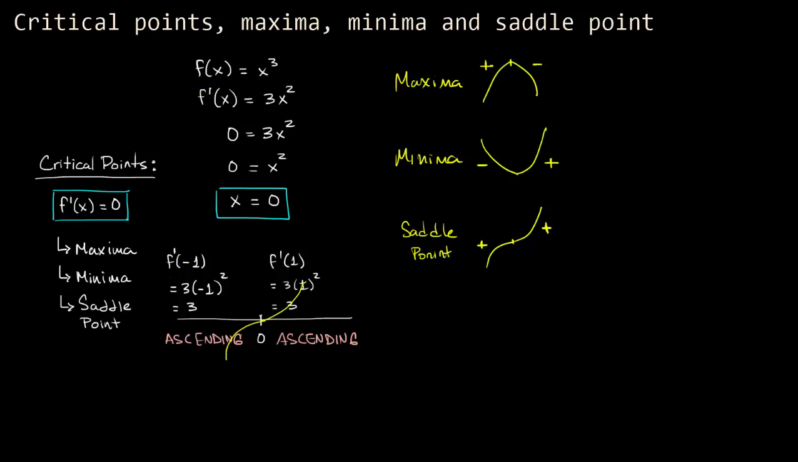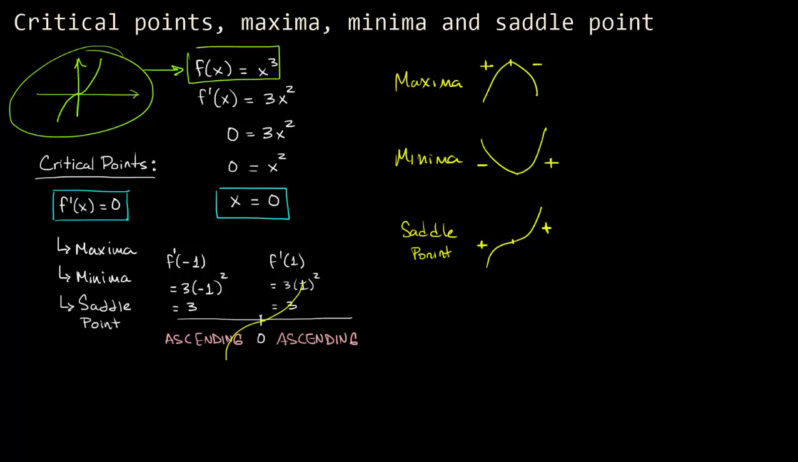If you remember the graph for x to the third, it pretty much looks like this. It will be growing up, then we'll get to the 0, and then we'll keep growing. So this is the graph for f of x equal to x to the third, and you can see this is pretty much what happens. This is a perfect example for a saddle point, but there is another possibility.